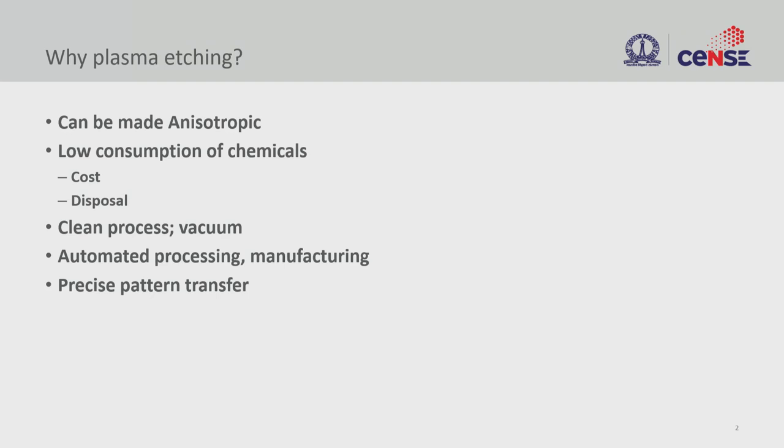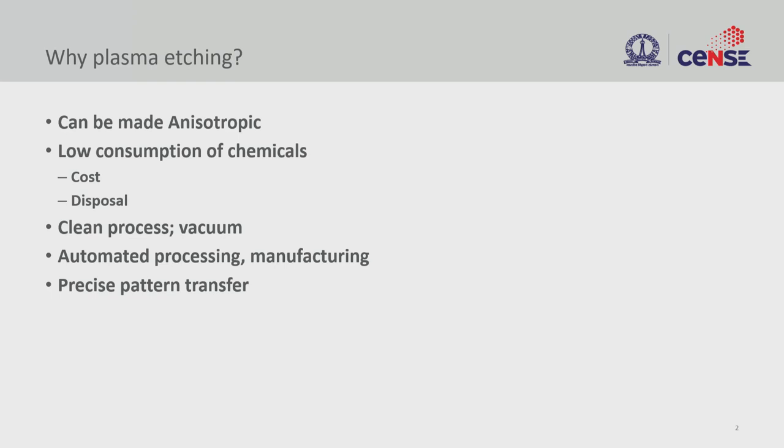How do we supply energy to the plasma? And then also look at how we use this plasma for etching. Why are we actually interested in using a plasma process as opposed to a wet chemical process to define patterns? So let us look at why we need plasma etching.